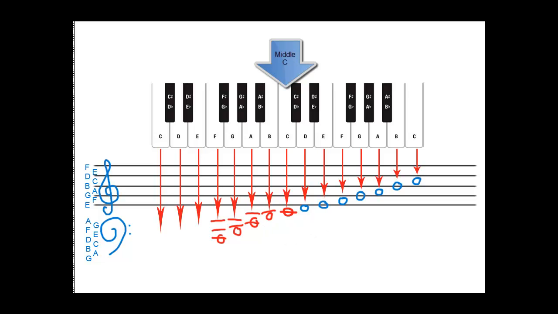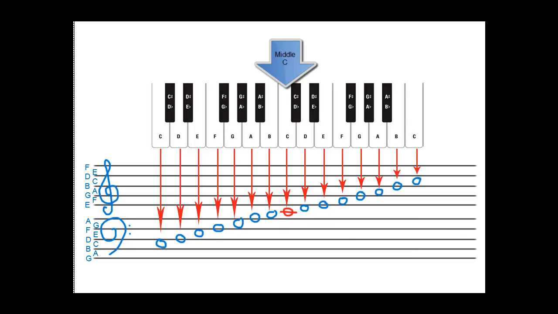Alright, so let's bring up our notes again and just see one last time. So now that we've looked at that, understand how the notes transition from the bass clef, cross middle C into the treble clef seamlessly.